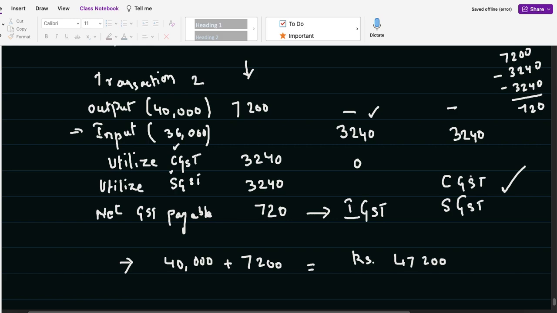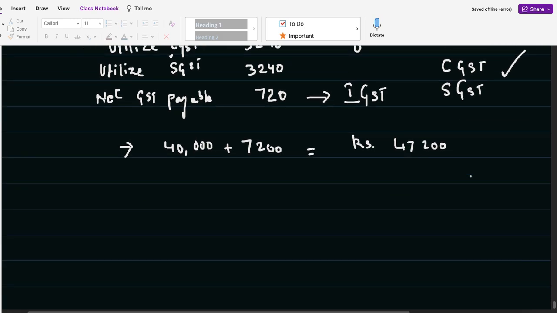Got it? So now we'll move on and try to complete our last topic, which is inverse GST. What do you mean by inverse GST?